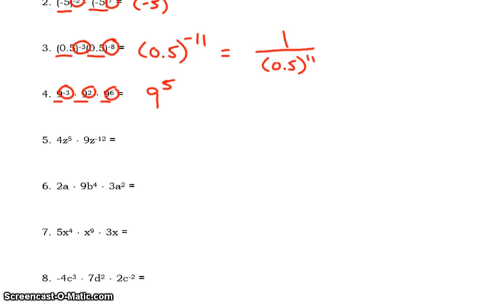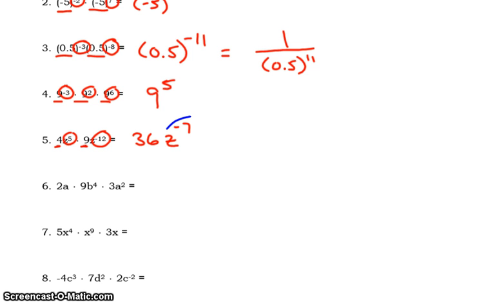Now number 5 is different because number 5 has coefficients. We've got a 4 and a 9 as coefficients. So I multiply the coefficients, keep the base of z, and add the exponents. 5 plus negative 12 is negative 7. And once again, I end up with an answer that has negative exponents, which is not allowed.